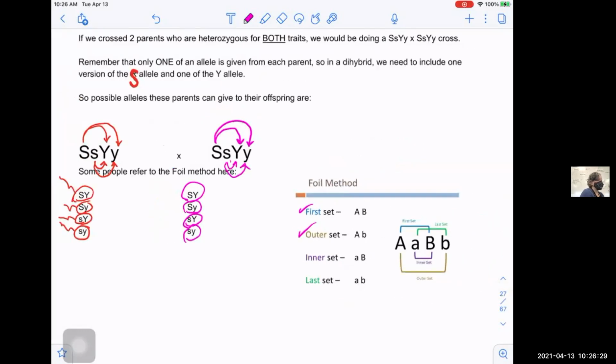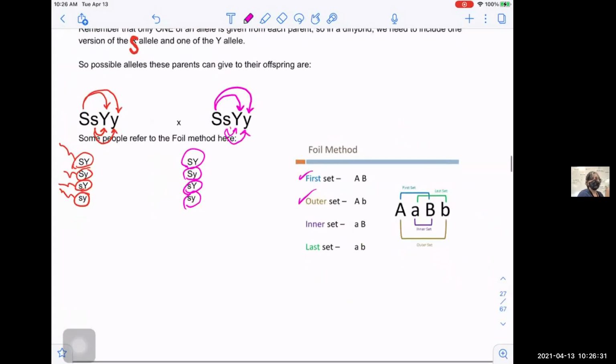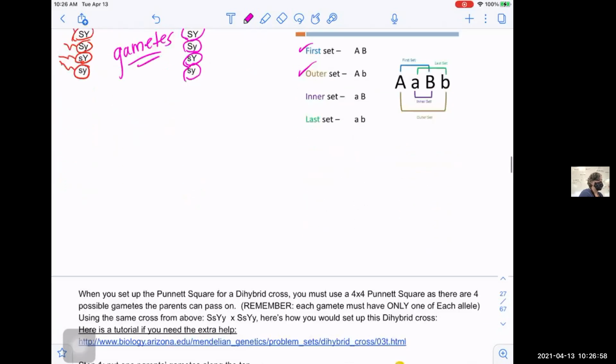All right, so just like before, when we did the 2x2 Punnett square, these are the gametes of the parents. So the first thing you need to do is be able to figure that out. What possible gametes can the parents pass on? Okay, that's step 1 of your I can statements today. So you're going to have to be able to do this for your homework, figuring out what gametes the parents can pass on. Okay, that's step 1.